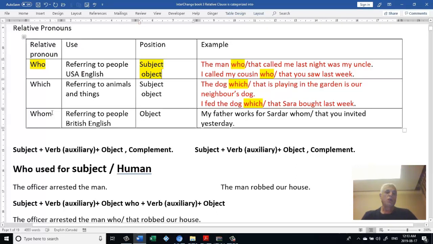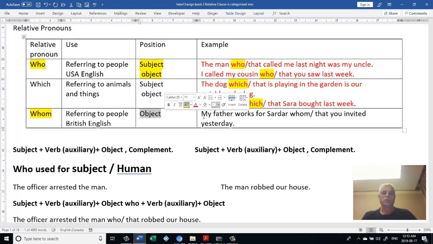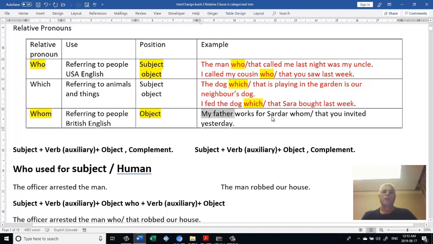In British English, we use whom referring to people, and it only works as an object. For example, my father works for Sardar whom or that you invited yesterday. If we look here, we see whom comes instead of the object. The difference is who for the subject and whom for the object.